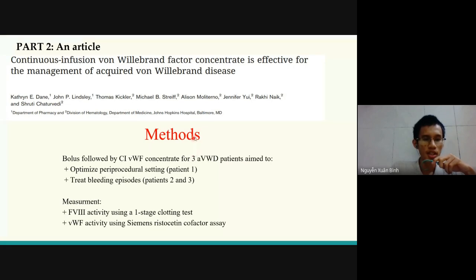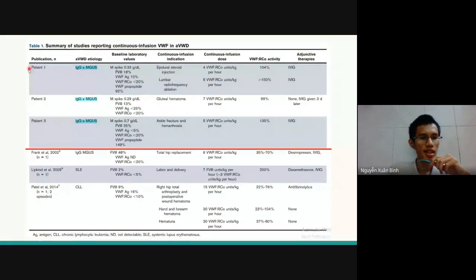The method used continuous infusion (CI) of von Willebrand concentrate with a bolus dose of von Willebrand concentrate in 3 patients. As you can see in the table above the red line, all 3 patients also had MGUS as an underlying condition. With the MGUS, they have an M spike of about 3 grams per deciliter, which corresponds with their disease.